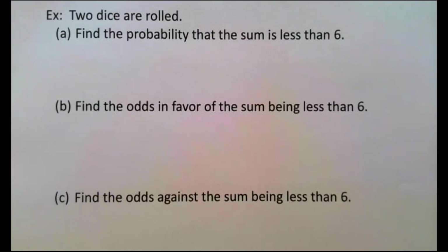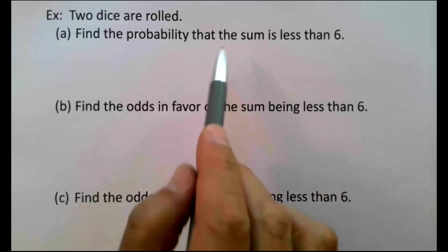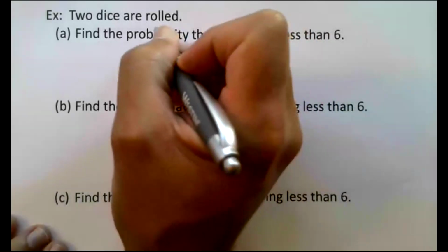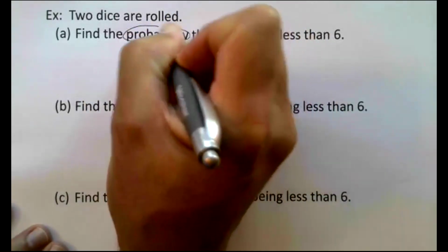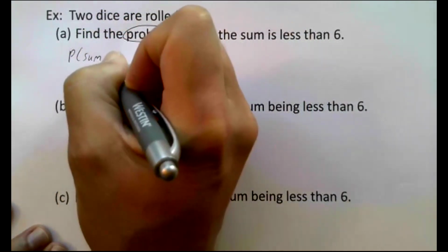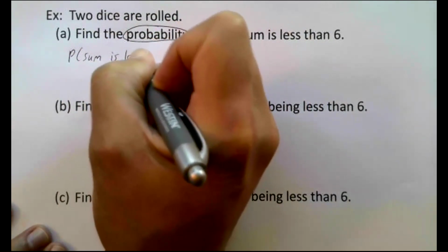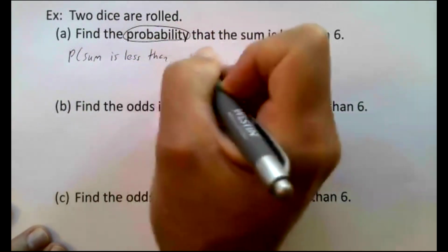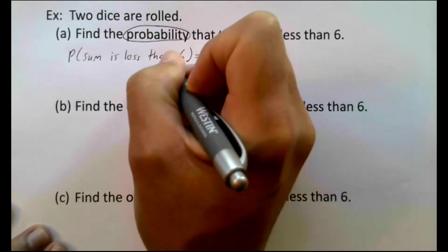So this one says 2 dice are rolled. Find the probability that the sum is less than 6. So this one's talking about probability, the probability that they added up to something less than 6.